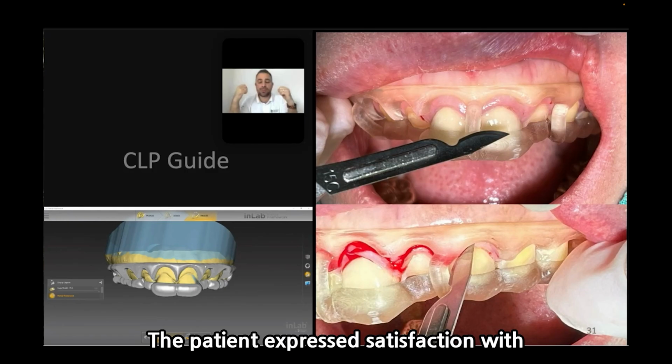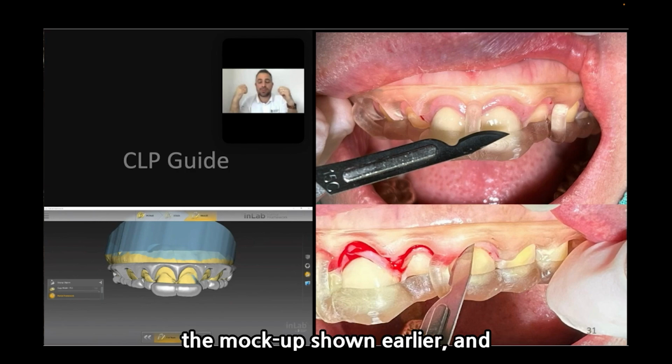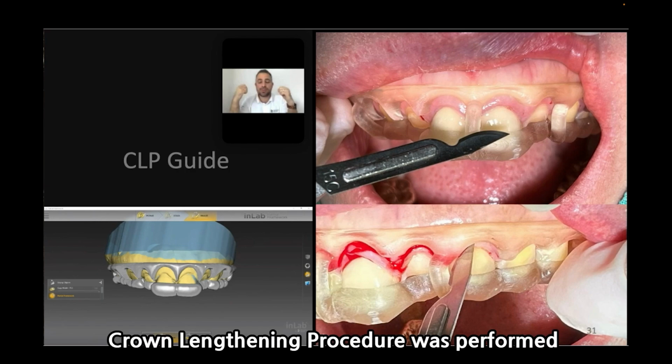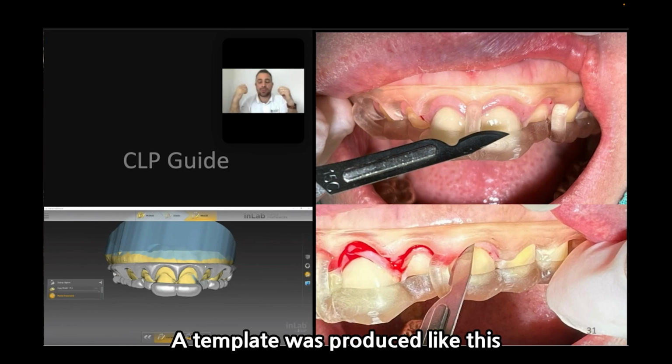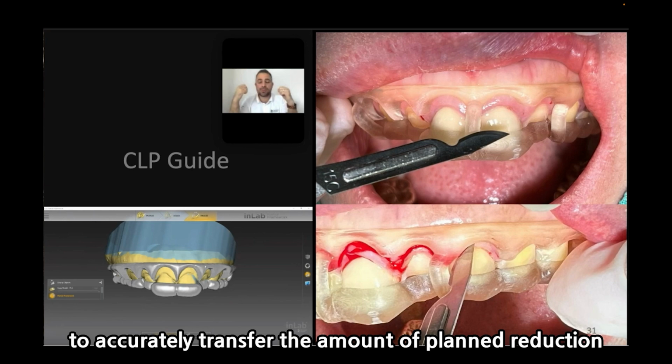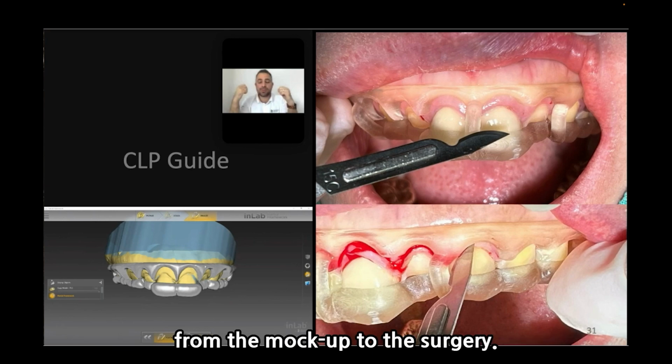The patient expressed satisfaction with the mock-up shown earlier, and the crown lengthening procedure was performed to reduce the amount of vertical dimension increase. A template was produced like this to accurately transfer the amount of length reduction from the mock-up to the surgery.